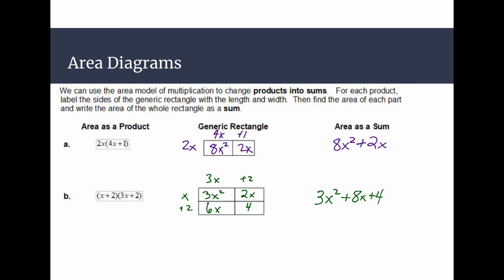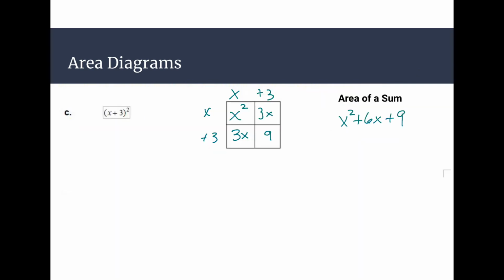All right, here we go. Just a reminder that it doesn't matter which one you put where. So I put x plus 2 here, and I put 3x plus 2 on top. If you did it in reverse order, you're still going to get the same answer. So you should still get this answer even if you put the 3x plus 2 on that side. And here's the last one, part C.